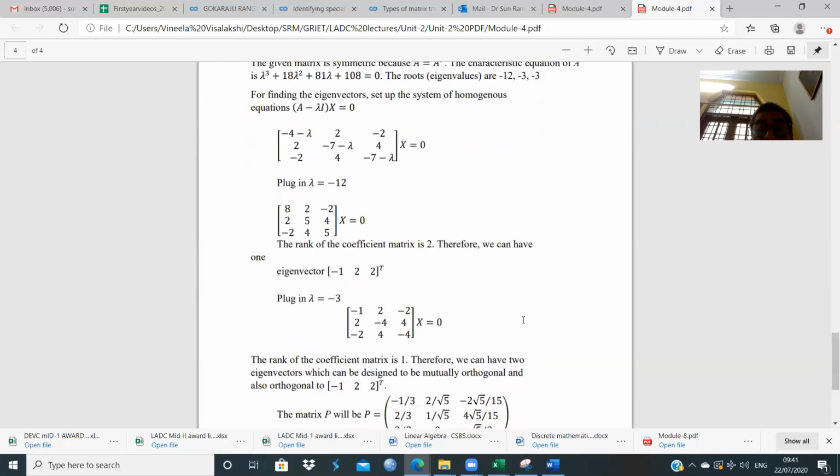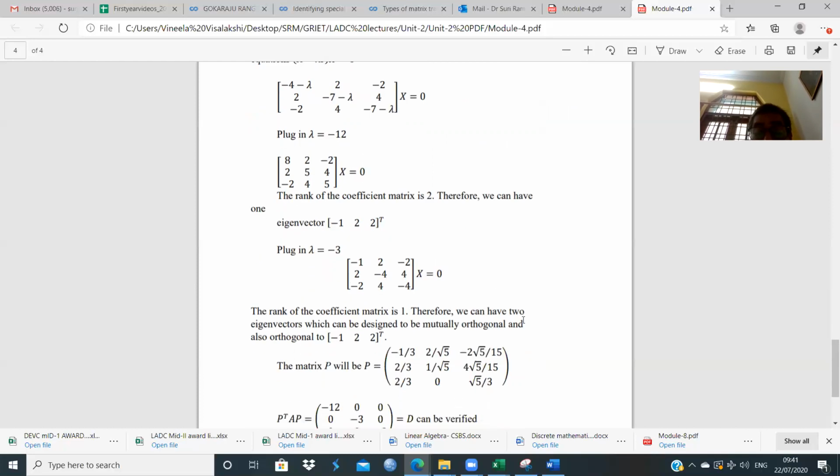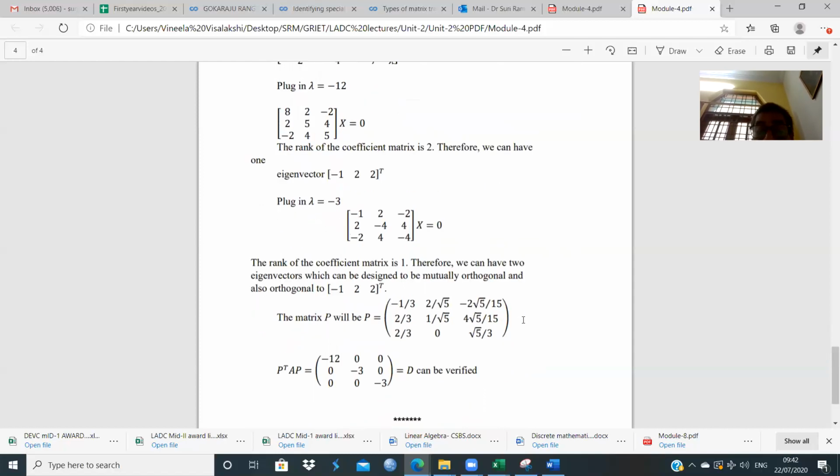Now you have to be cautious because we are approaching a lambda that is repeated. Lambda is equal to minus 3. And then when you find the coefficient matrix rank, the rank is 1. Therefore, we have n minus r, that is 3 minus 1, two eigenvectors corresponding to lambda is equal to minus 3. But you must be careful that the two vectors you produce must be again orthogonal to minus 1, 2, 2. You can use the Gram-Schmidt process, and then you can build a matrix P like this.